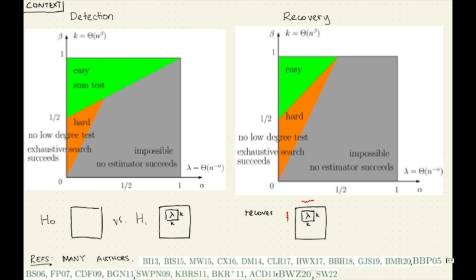And the really nice thing, right, is that these are not quite the same. So there are these regions where detection is easy and the recovery problem is impossible, and also where there's evidence of hardness. And there's two different types of evidence of hardness. There's some reduction-type stuff, and there's also low-degree hardness. So basically, we want something where the sum test would fail.